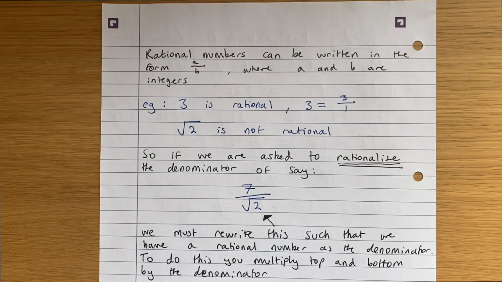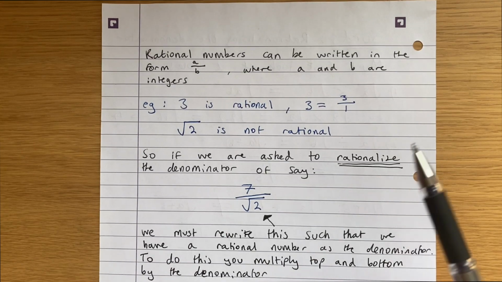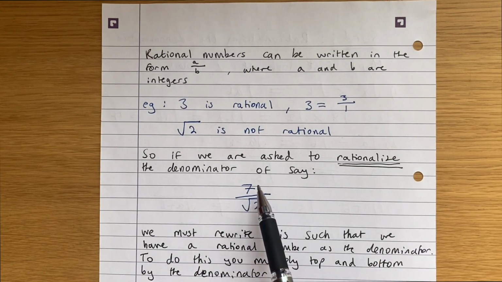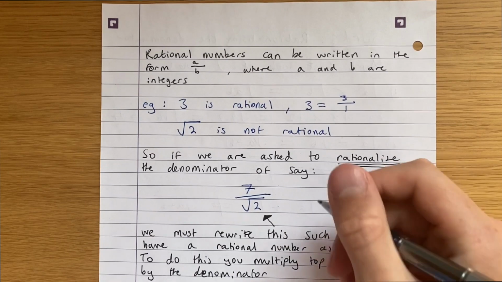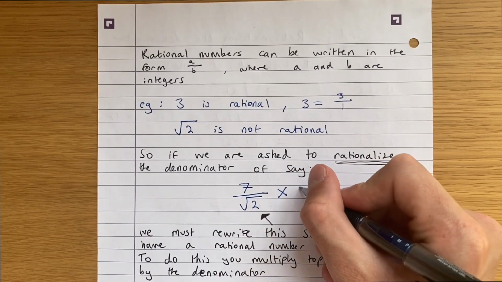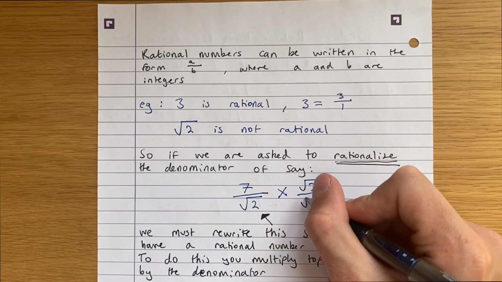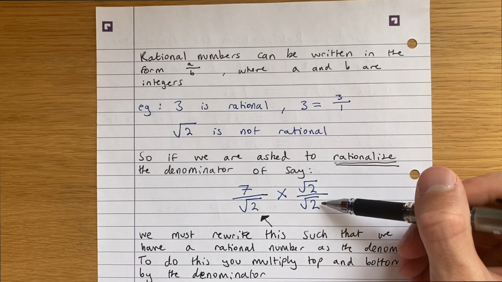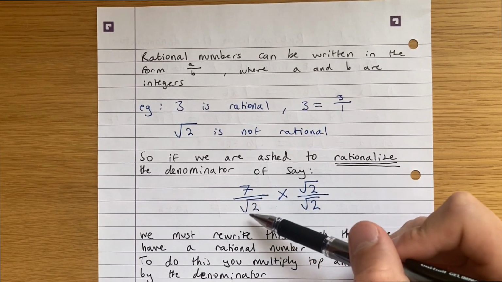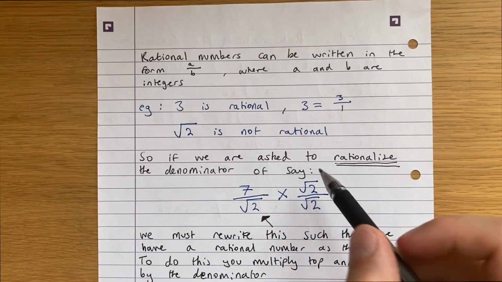So on to the point of this video. Let's say we're asked to rationalise the denominator of this expression here, 7 divided by root 2. What we have to do is rewrite this such that we have a rational number at the denominator. And all you have to do to rationalise the denominator in this case is multiply the top and the bottom of the expression by the square root of 2, like that. We can do this because we know that any number divided by itself is 1. So what we're saying here is we're writing this as 7 over root 2 times 1, which is still 7 over root 2, so it's the exact same thing.